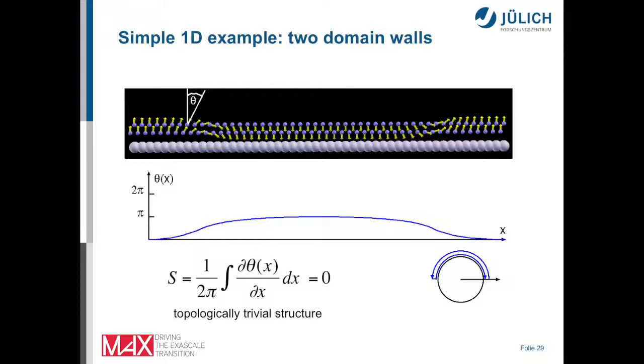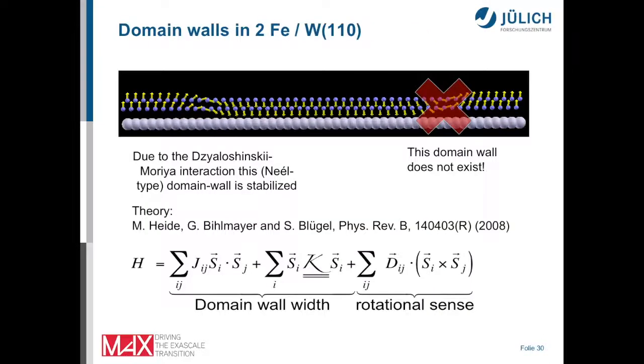Now, without spin-orbit coupling, this should have the same total energy as in the case with winding number 1. But with spin-orbit coupling, you find out that one of these domain walls does not exist, so it's energetically disfavored, and you have, for a certain system, always domain walls running with the same rotational sense.